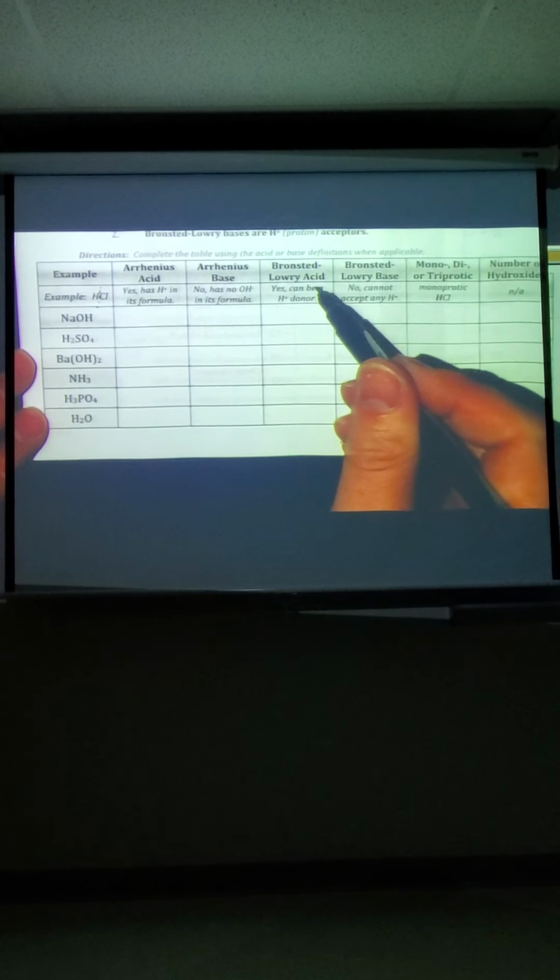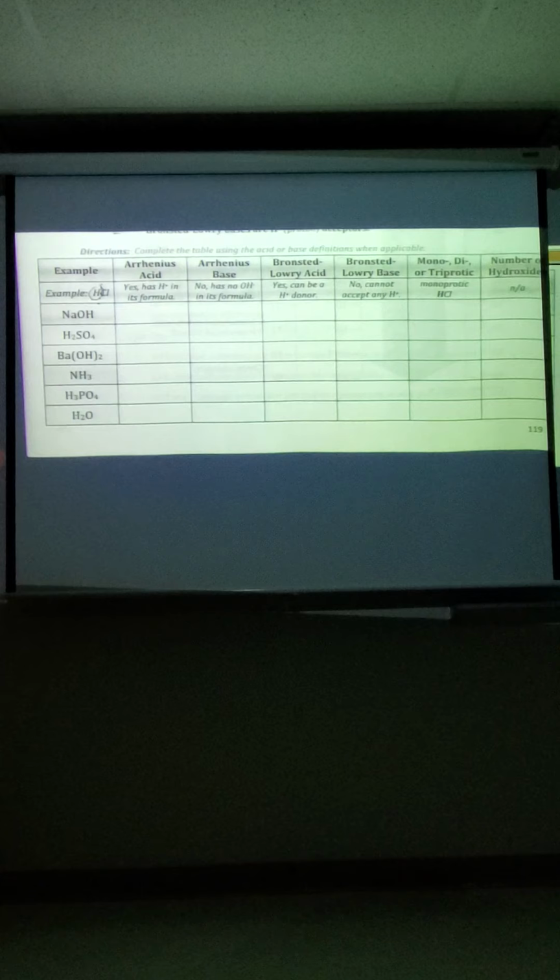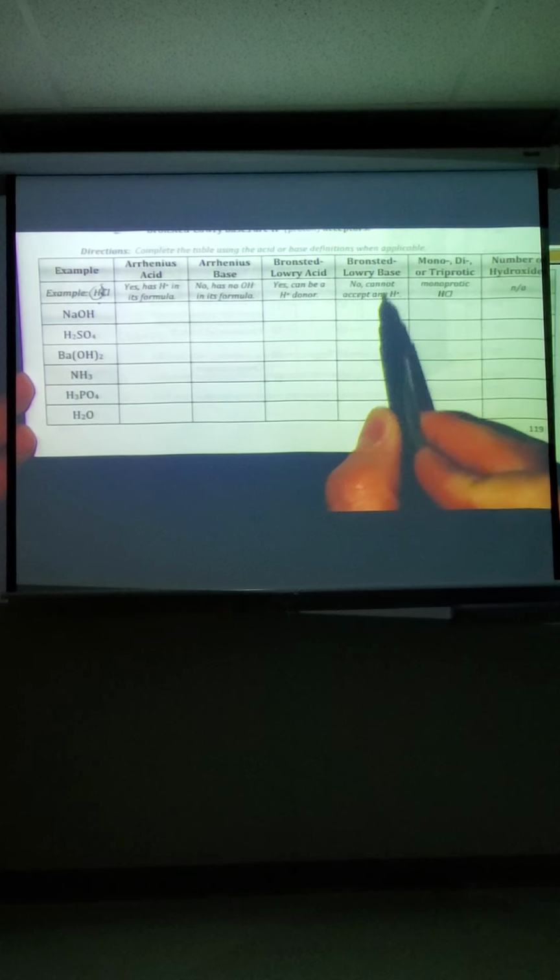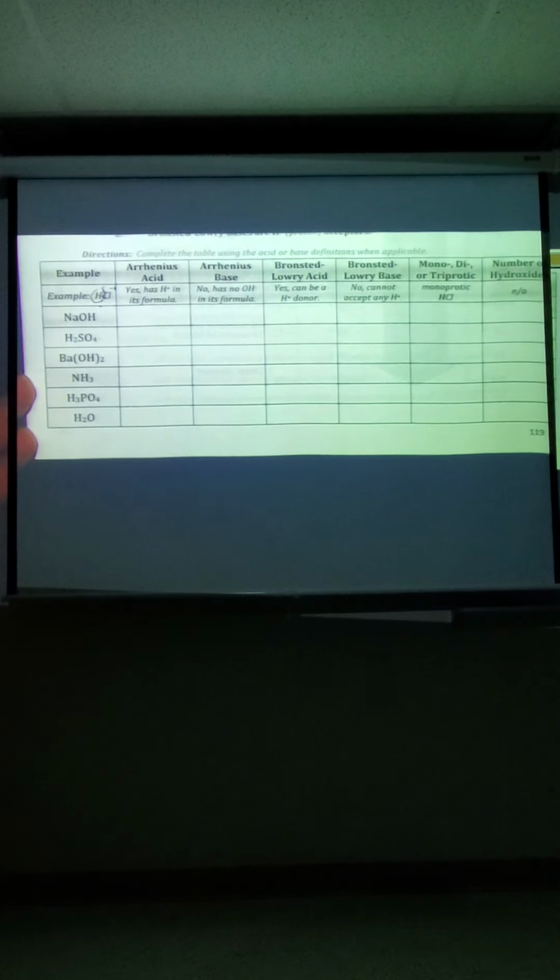Bronsted and Lowry acids say that you have to be an H plus donor. Well, we have an H plus and we definitely can donate it. HCl is a very strong acid. Eats through cement off of bricks. To be a Bronsted Lowry base, you have to be able to accept more H's, and unfortunately Cl is a negative one. It can only hold one. So it can't accept any more H's whatsoever. We would call it a monoprotic acid because it only has one hydrogen. We wouldn't talk about hydroxides at all. That wouldn't apply, and that's because there's no hydroxides in its formula.